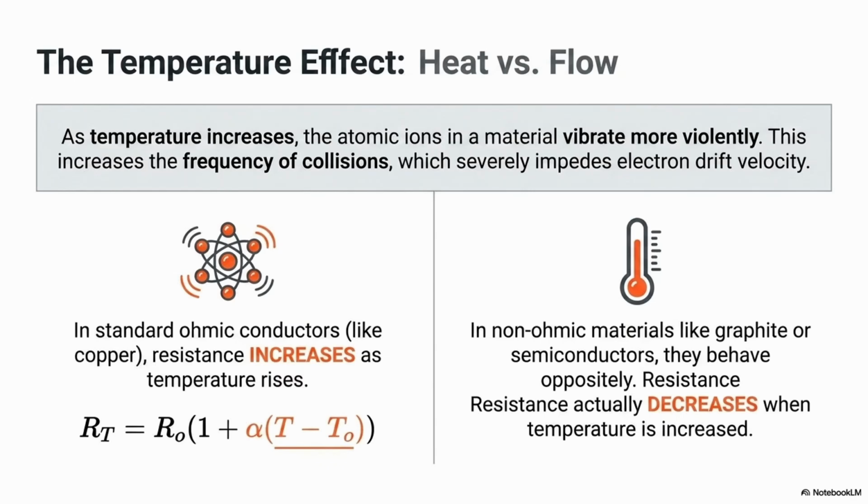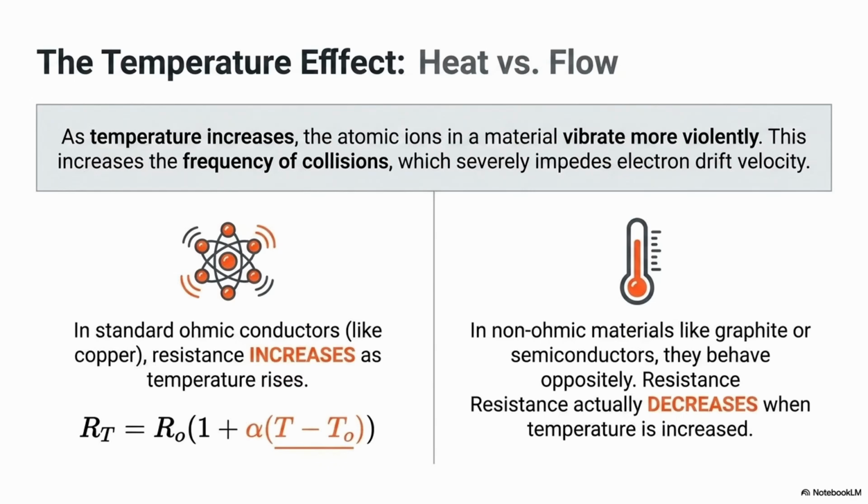So we established earlier that heat is atomic vibration, right? So if a material gets hotter, the atoms are vibrating more violently. The mosh pit is getting crazier, making it harder for electrons to get through. Which means resistance should logically go up. Right. And in standard ohmic conductors like copper, that is exactly what happens. Heat increases resistance. But the slide explicitly points out that in non-ohmic materials like graphite or those semiconductors we just talked about, they behave oppositely. The resistance actually decreases when the temperature goes up.